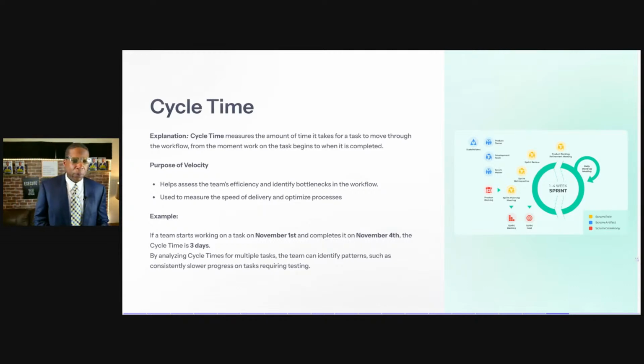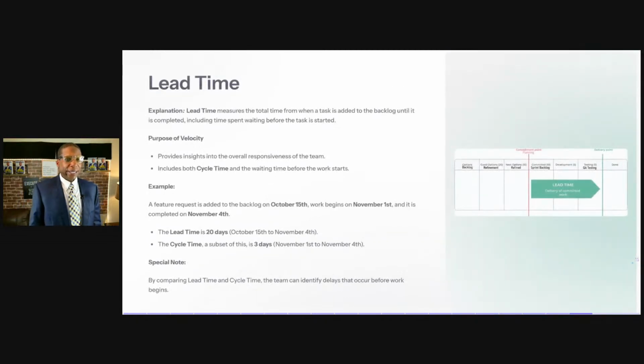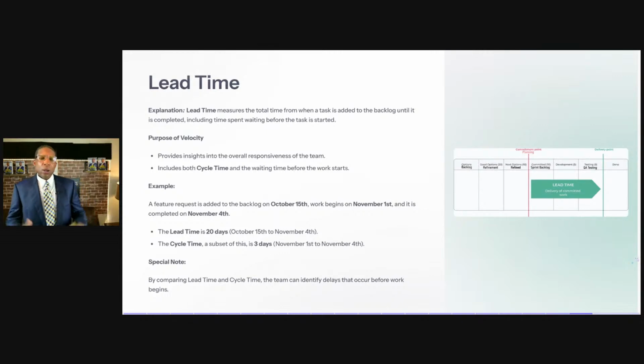I want to give you an example. So if a team starts working on a task, let's say November 1st, and completes it on November 4th, the cycle time is 3 days. So by analyzing cycle times for multiple tasks, the team can identify patterns such as consistently slower progress on tasks requiring testing. Lead time. What is lead time?